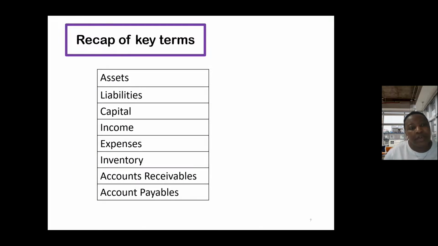But before we go on, just to recap, in one of the last videos on accounting, when we were looking at the accounting equation and accounting terminologies, we explained each of these key terms. If you haven't watched that video, I would recommend that you go and watch the video on the accounting equation and accounting terminologies, because now they will become very relevant.